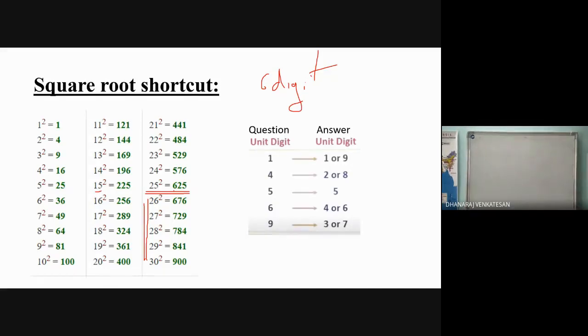Shall we go with a few more sums, so that it will be easy for you? Everyone will have a doubt in this sum: 1296. Can you tell the answer in the comment box? What will be the square root of 1296? I'll give you 1 minute. You can comment.